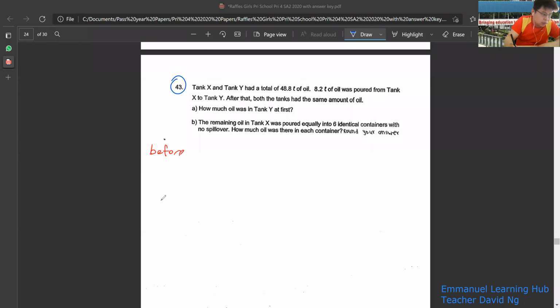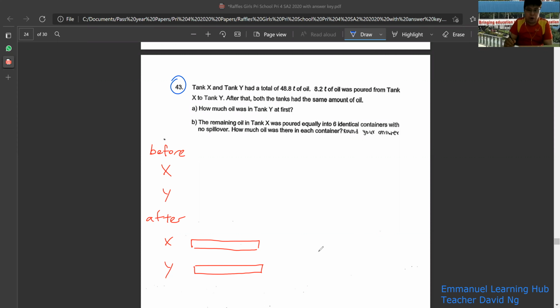Tank X, tank Y. After, I have my tank X and tank Y. Both had the same amount of oil, right? How much oil we don't know. Same amount of oil. Correct.